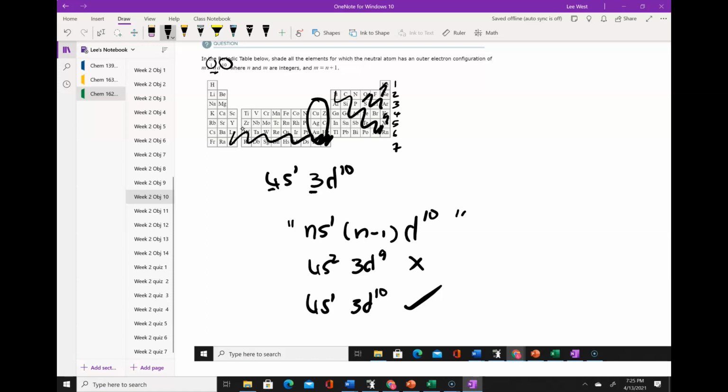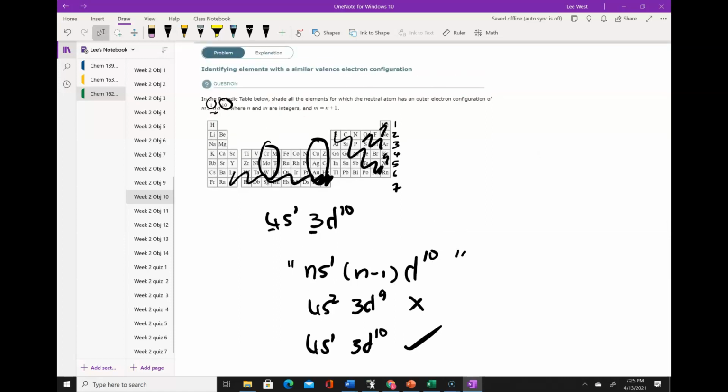Now there's another group where we see exceptions, and that's the chromium group, and they go s1, d5. So you normally are going to get one of these about the exceptions. The elements here are going to be copper, silver, and gold.